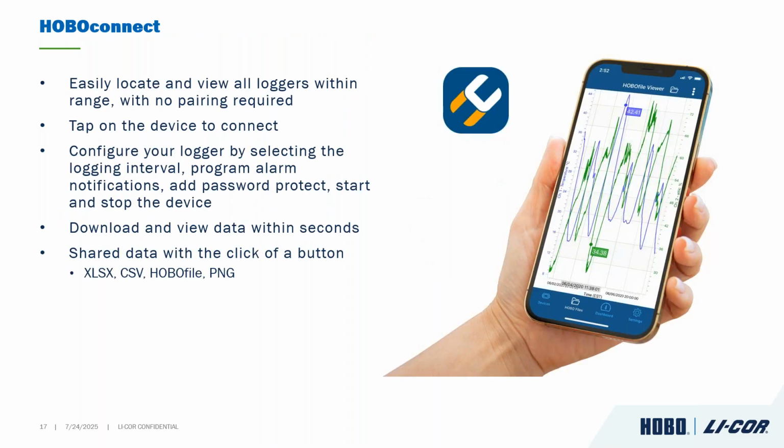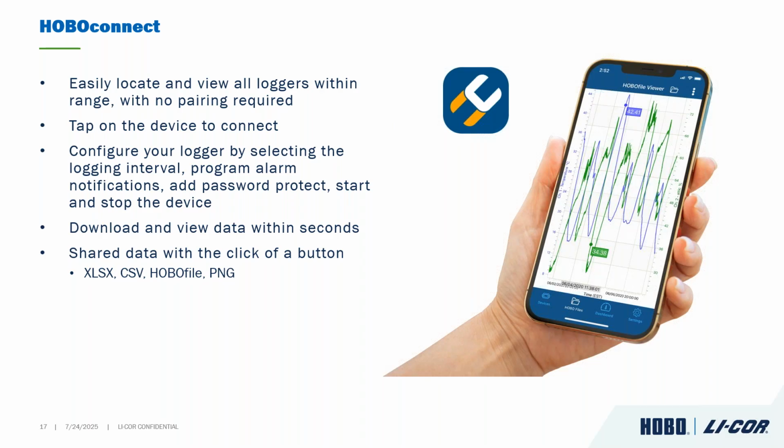For a little bit more on the Hobo Connect app, it'll allow you to easily locate and view all loggers within the 100-foot Bluetooth range with no pairing required. All you'll have to do is tap right on that device to connect, and you'll be able to access, configure, and download data. In order to configure your logger, you'll be able to select it and take a look at the options. Some of the configuration options include the logging interval. You'll be able to program alarm notifications, add password protection if needed, and you'll be able to start and stop the device. Upon completing the data collection, you'll be able to open back up that Hobo Connect app and download and view the data within seconds.